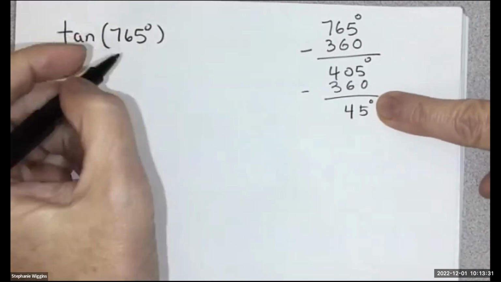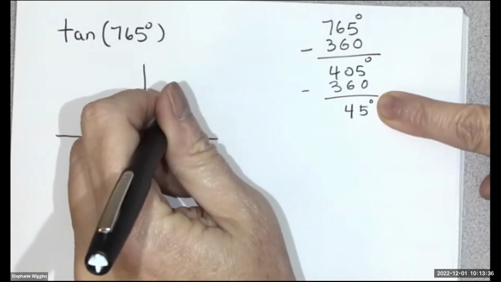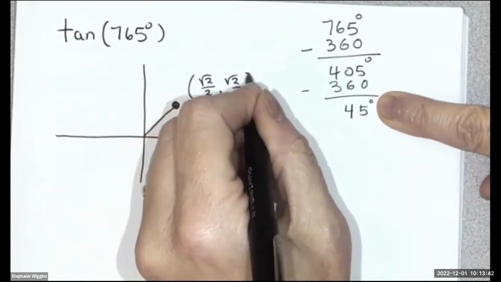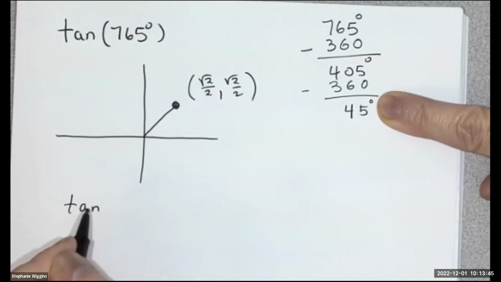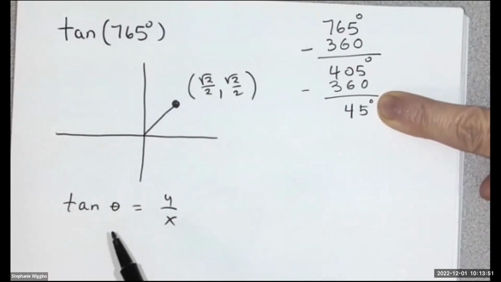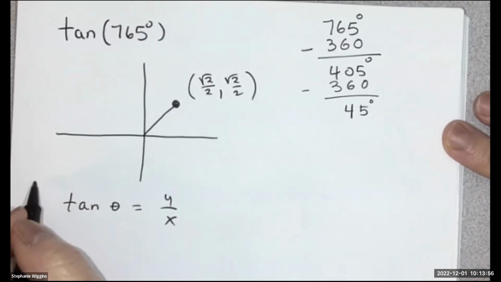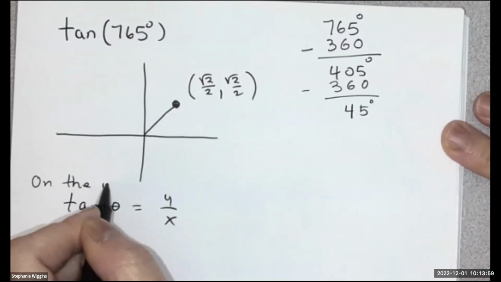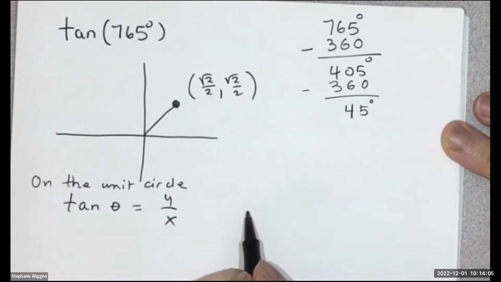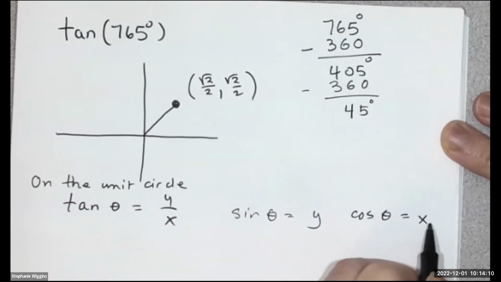Okay, now I go to the unit circle. 45 degrees is right here. And on your unit circle you're going to see the point is square root of 2 over 2, square root of 2 over 2. And tangent of theta is going to be y over x, right? Know these relationships. This is important on the unit circle, not on every circle, but on the unit circle. Tangent theta is y over x. Of course, sine of theta is just plain old y, and cosine of theta is plain old x.